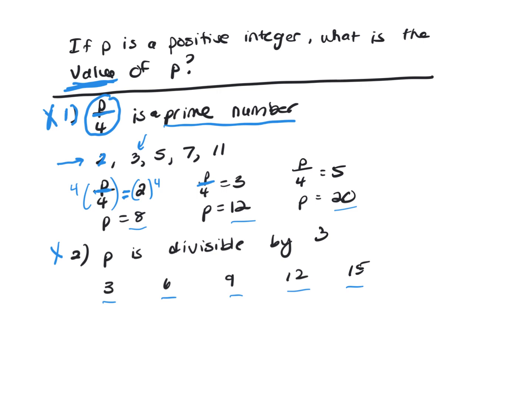So now you put them together, and you've got this common factor of 12. So if you put them both together, the answer will be C. It works.